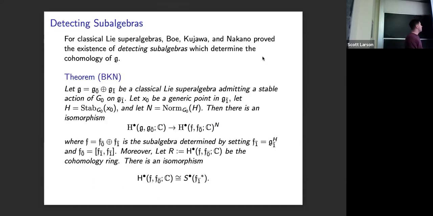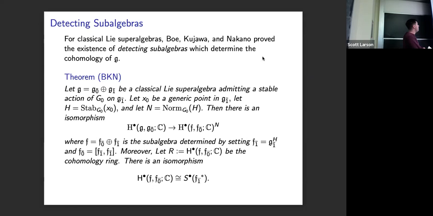So for classical Lie superalgebras, I'll say what classical means now. It means that you have a connected reductive algebraic group G where when you take Lie of big G, you actually get little g0. Okay, g0 is actually a Lie superalgebra in its own right if you just restrict the bracket.